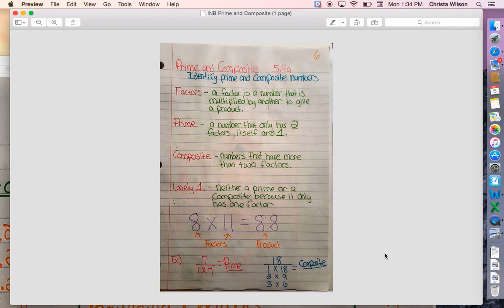So get these in your interactive notebook. Make sure that you're being very neat with your handwriting and getting all of these notes into that notebook.